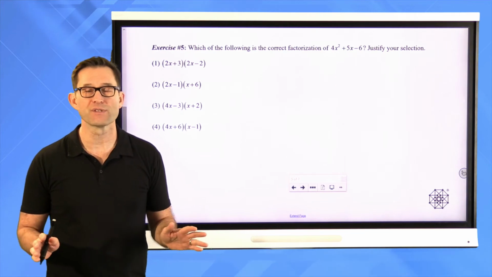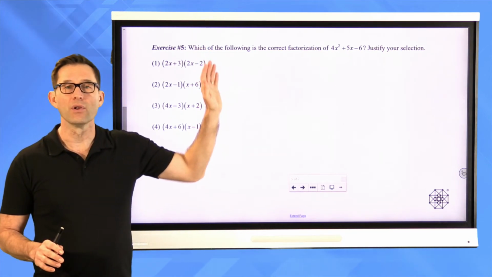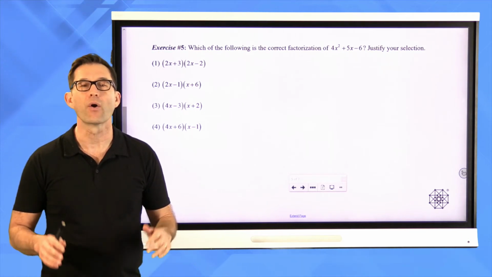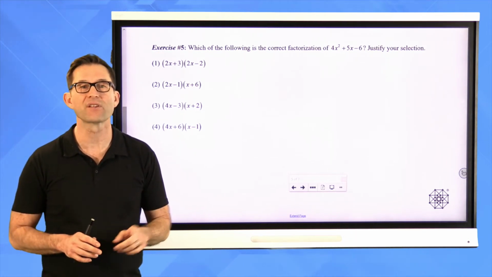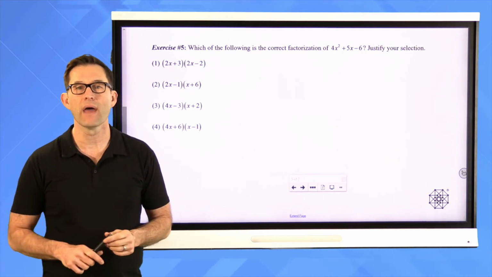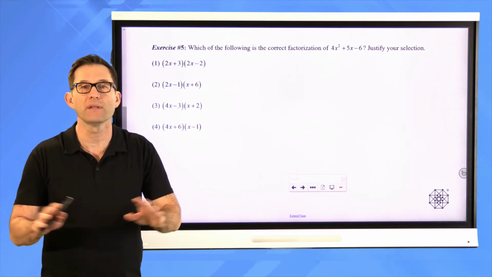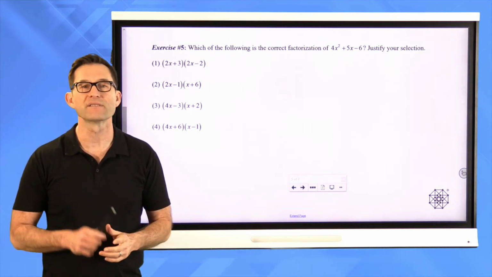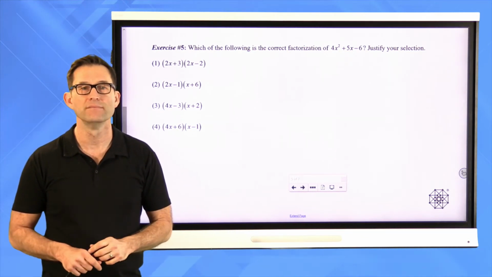So here's the first thing I want you to do. Look at all 4 choices and eliminate any of them that are unreasonable based on the F and the L of FOIL. Pause the video now and see if any of them are just completely wackadoodle. They can't possibly be correct based on F and L of FOIL.